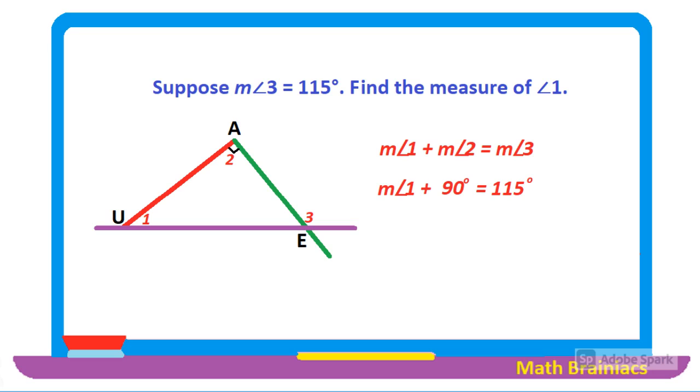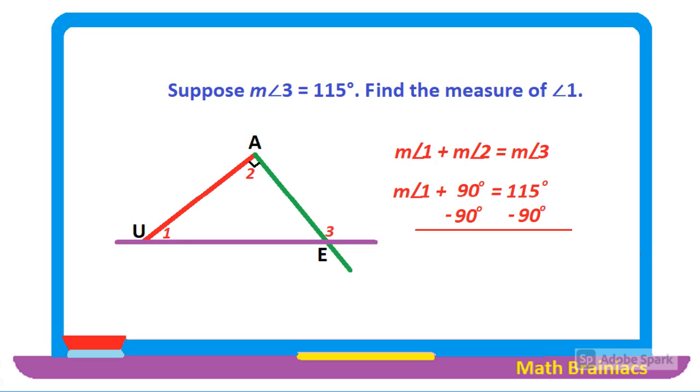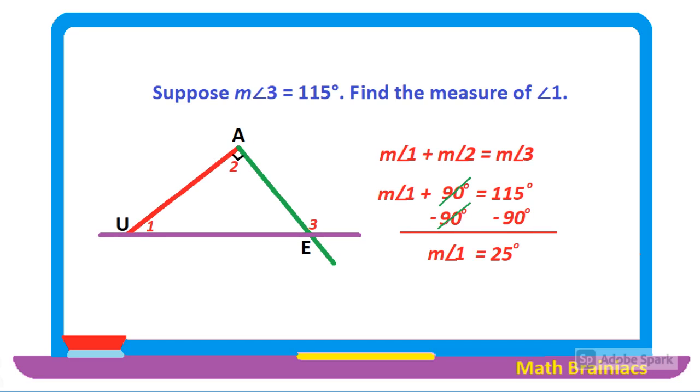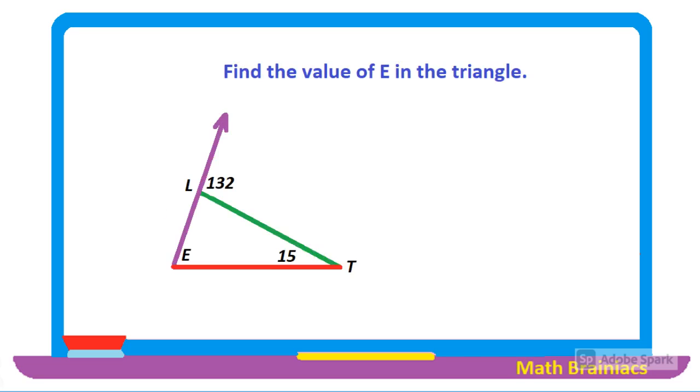Substituting the given values in the equation, it will give us the measure of angle 1 plus 90 degrees is equal to 115 degrees. To find the measure of angle 1, we can subtract 90 degrees from both sides of the equation, and we can cancel out 90 degrees on the left side. Therefore, we can subtract 90 degrees from 115 degrees, and it will give us the measure of angle 1, which is 25 degrees.